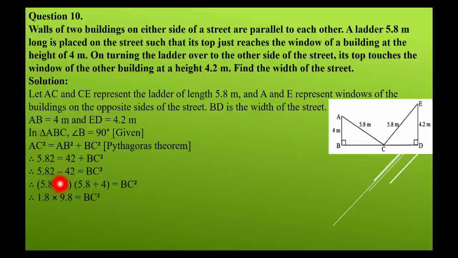5.8 square minus, when I bring 4 from the right hand side to the left hand side, it becomes minus 4 square is equal to BC square. We can solve like this. A square minus B square formula is equal to A minus B, A plus B. That is 5.8 minus 4, 5.8 plus 4. Here we have BC square is equal to 1.8 times 9.8.